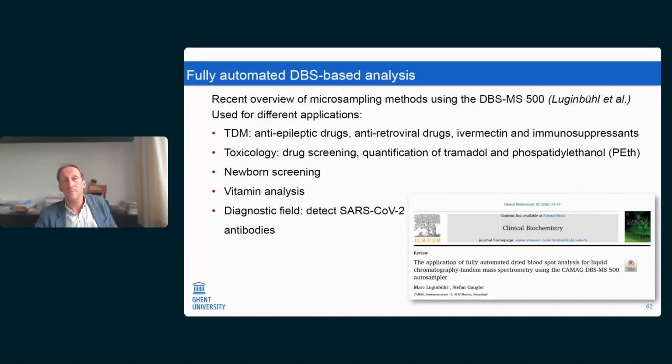It's not just the analysis of antiepileptic drugs or immunosuppressants, but I could also think about antiretroviral drugs, also in a toxicology context, newborn screening, vitamin analysis, like I already said, in the diagnostics field, and so on. So there's a multitude of applications for which fully automated DBS-based analysis has already been demonstrated. And I can refer to the paper shown over here for an overview on this.